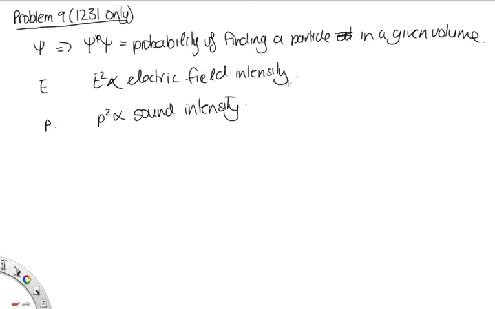To detect E squared, we use an antenna. To detect p squared, we'll use a microphone. And to detect psi star psi, we'll use a particle detector.